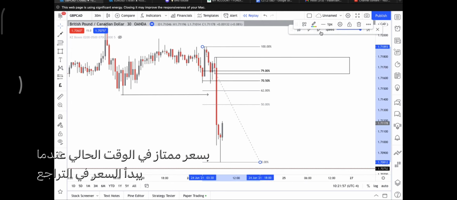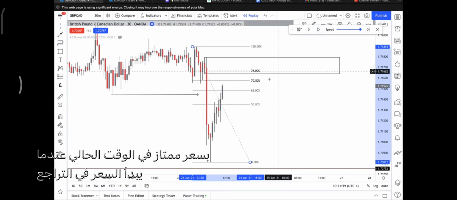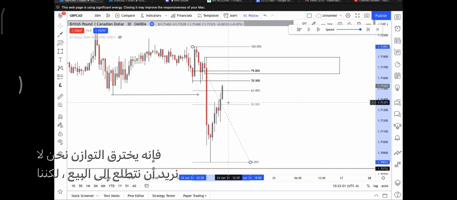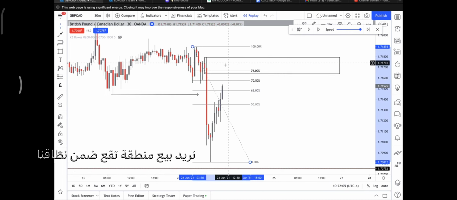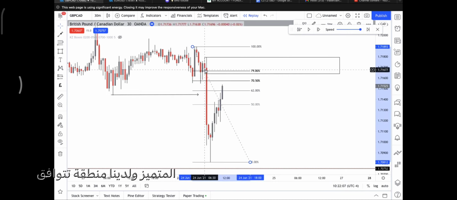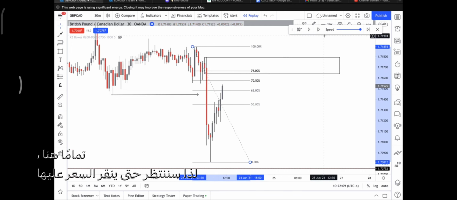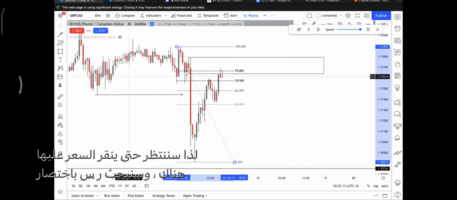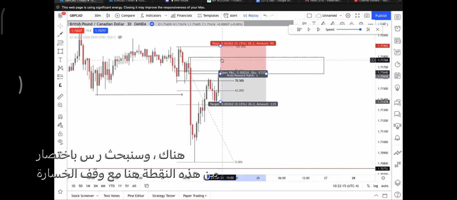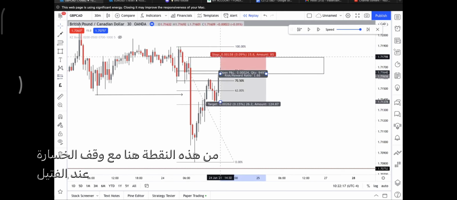So now when price starts to pull back, it breaks through the equilibrium. We don't want to be looking to sell yet. We want to sell off a zone that is within our premium range. And we have one that aligns perfectly right here. So we'll wait till price taps into it. There we go. We'll be looking to short from this point here with our stop loss at the wick.